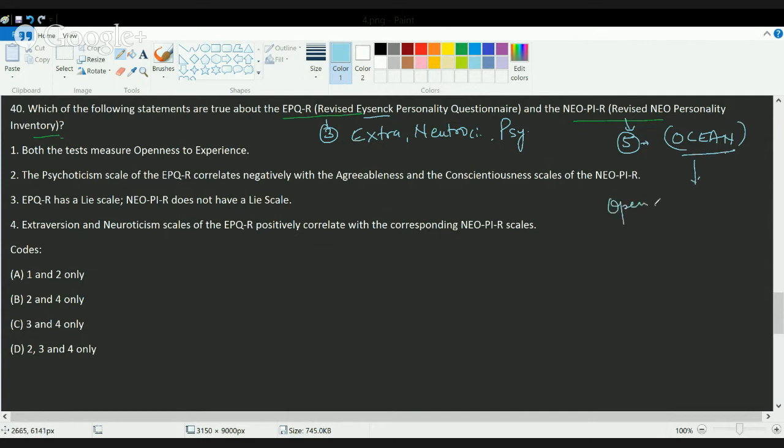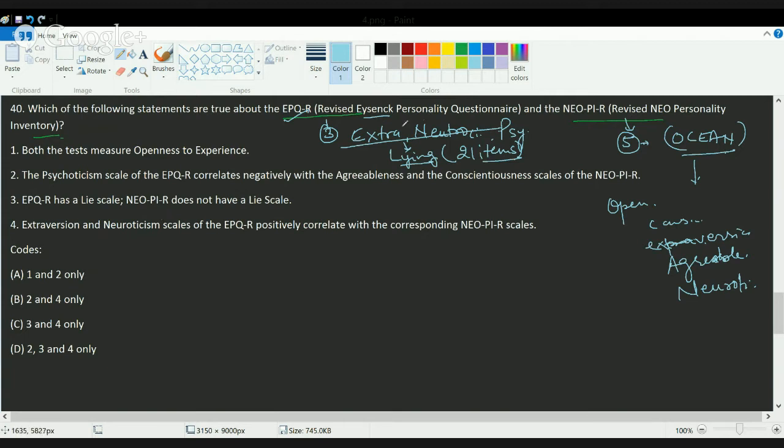So that was openness, conscientiousness, experience, then you have extraversion, you have agreeableness, and finally you have neuroticism. Now Eysenck, besides these 3 factors, gave importance to lying. So he gave lying as an important factor, and there were 21 items in this concept.